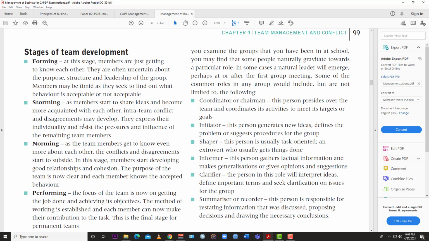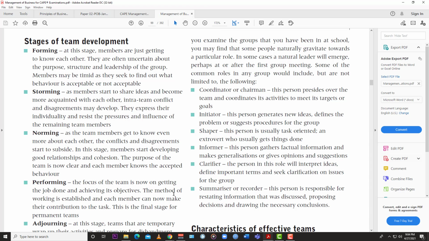So you have the forming, storming, now the norming. Again, normalizing. We're normalizing the group, normalizing the team. As the team members get to know even more about each other, the conflicts and disagreements start to subside, reduce. In this stage, members start developing good relationships and cohesion. The purpose of the team is now clear and each member knows the accepted behavior.